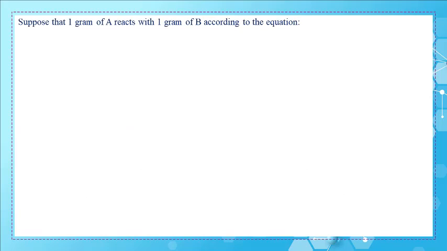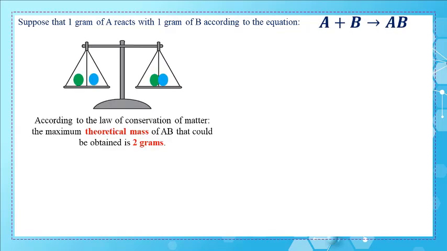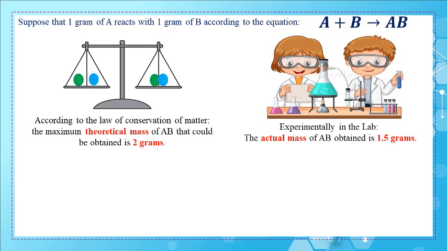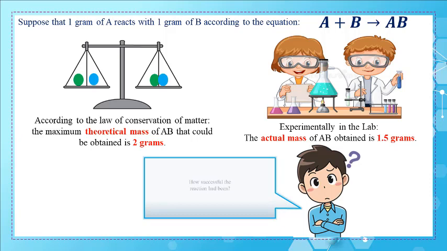Suppose that 1 gram of A reacts with 1 gram of B according to the equation A plus B gives AB. According to the law of conservation of matter, the maximum theoretical mass of AB that could be obtained is 2 grams. Experimentally in the lab, the actual mass of AB obtained is 1.5 grams. But how successful had the reaction been?